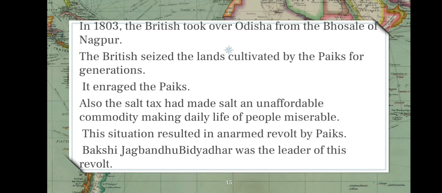In 1803, the British took over Odisha from the Bhosle of Nagpur. The British seized the lands cultivated by the Pegs for generations. It enraged the Pegs. Also, the salt tax had made salt an unaffordable commodity, making the daily life of people miserable. This situation resulted in an armed revolt by the Pegs. Bakshi Chakbandhu Vidyadhar was the leader of this revolt.